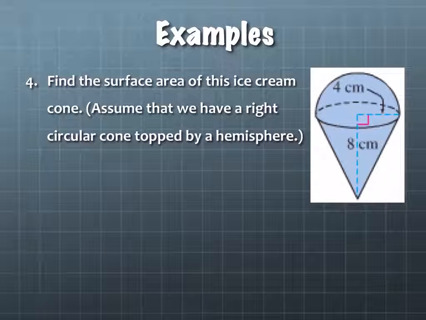Let's do it. Find the surface area of this ice cream cone, and we're going to make some assumptions about the ice cream cone that aren't really true in real life. This is really more like a snow cone shape, honestly, where we've got a perfect hemisphere on top, and on the bottom, we actually have that perfect right cone.